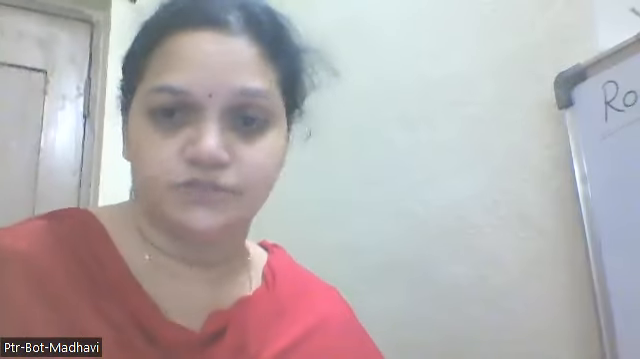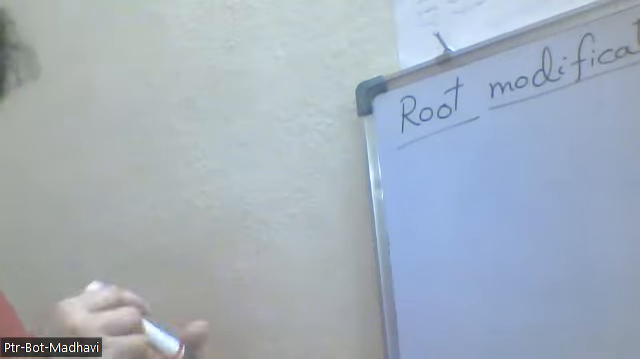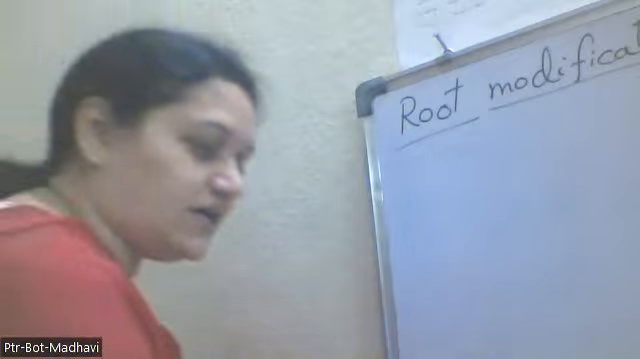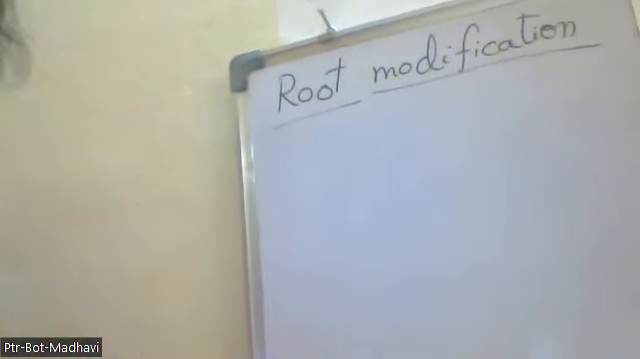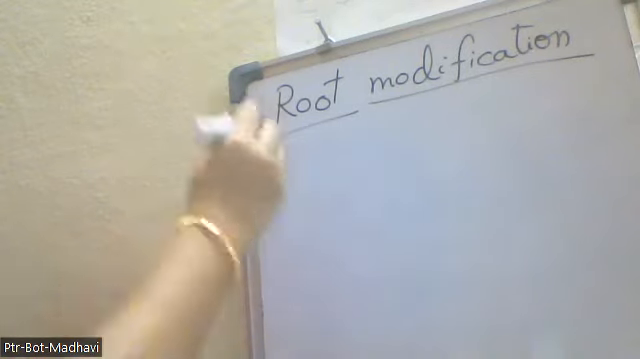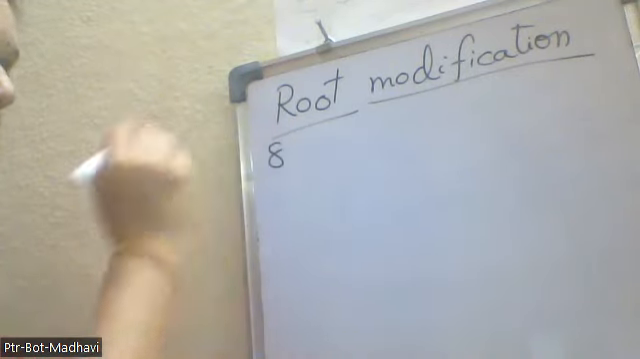These are the 2 types of definitions. We only have to write one definition. Select your own choice from what I have given right now. Then we have to say how many types of root modifications there are. The total types of root modifications are 8. So we have to say that 8 different types of root modifications are seen in plants.